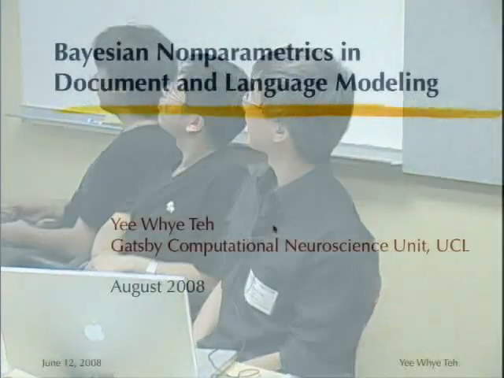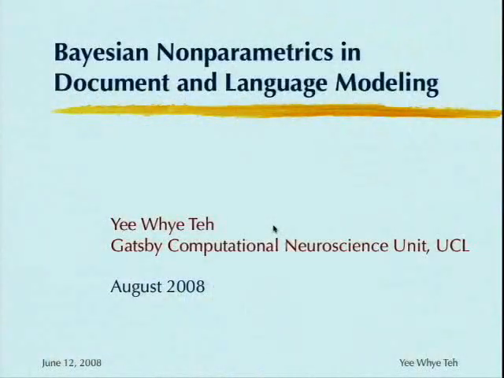Okay, so thanks, Sam. That's actually a really nice summary of this talk. The title is Bayesian Nonparametrics in Document and Language Modeling. It's going to be some of the projects which I've been working on applying Bayesian Nonparametrics ideas in document and language modeling. So both the hierarchical Dirichlet process as well as the language modeling work that Sam has mentioned will appear here.